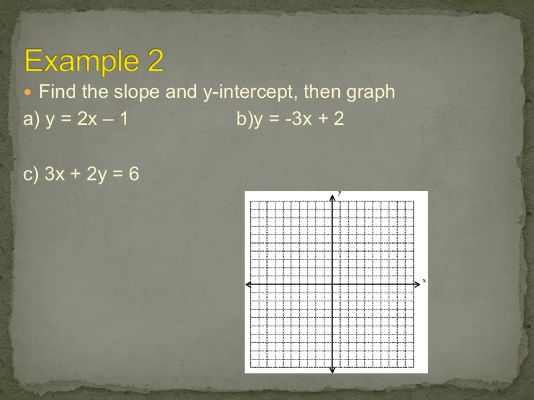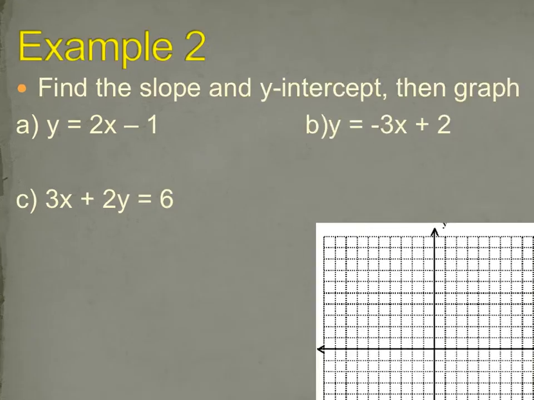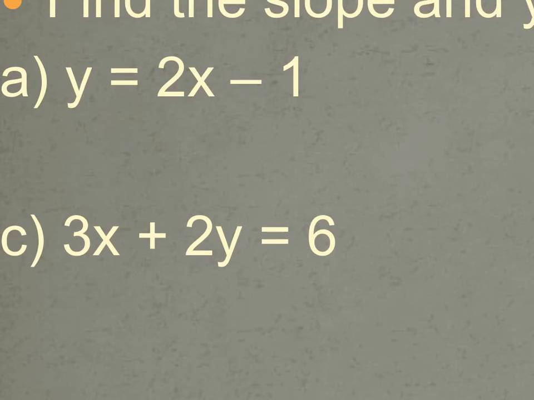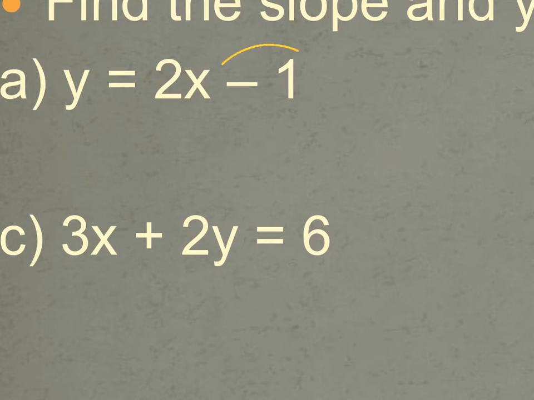Example 2 says find the slope and y-intercept and then graph. So I'll do one with you and then I'm gonna let you do the rest, okay? But the A question is given to you in slope-intercept format. So I can easily identify the B, right? B is -1. If it asks for the y-intercept, I would put it in coordinate point form, which is 0, -1. If it just says B, -1, y-intercept, 0, -1.